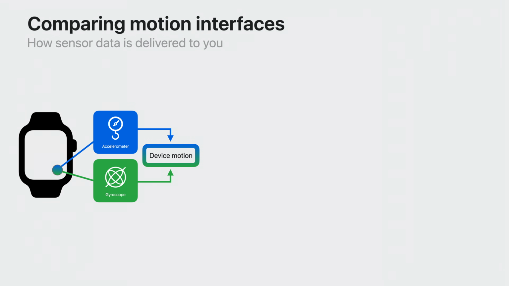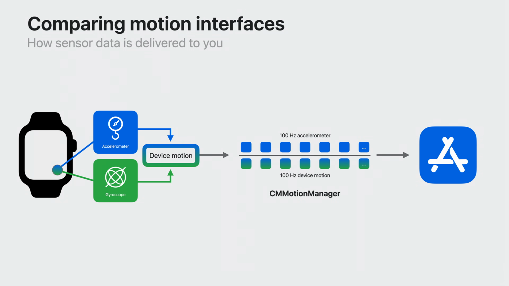I've talked through some of the ways motion data is delivered to you. Device motion algorithms fuse data from the built-in accelerometer and gyroscope to provide an easy way to track the way a device, like Apple Watch, is moving through space. You may be familiar with CM Motion Manager, which delivers these samples on a per-sample basis to your app in real time. The maximum supported frequency is 100 Hz. This means it's a great choice if you have low latency requirements, such as UI components that rely on the instantaneous attitude of the device.